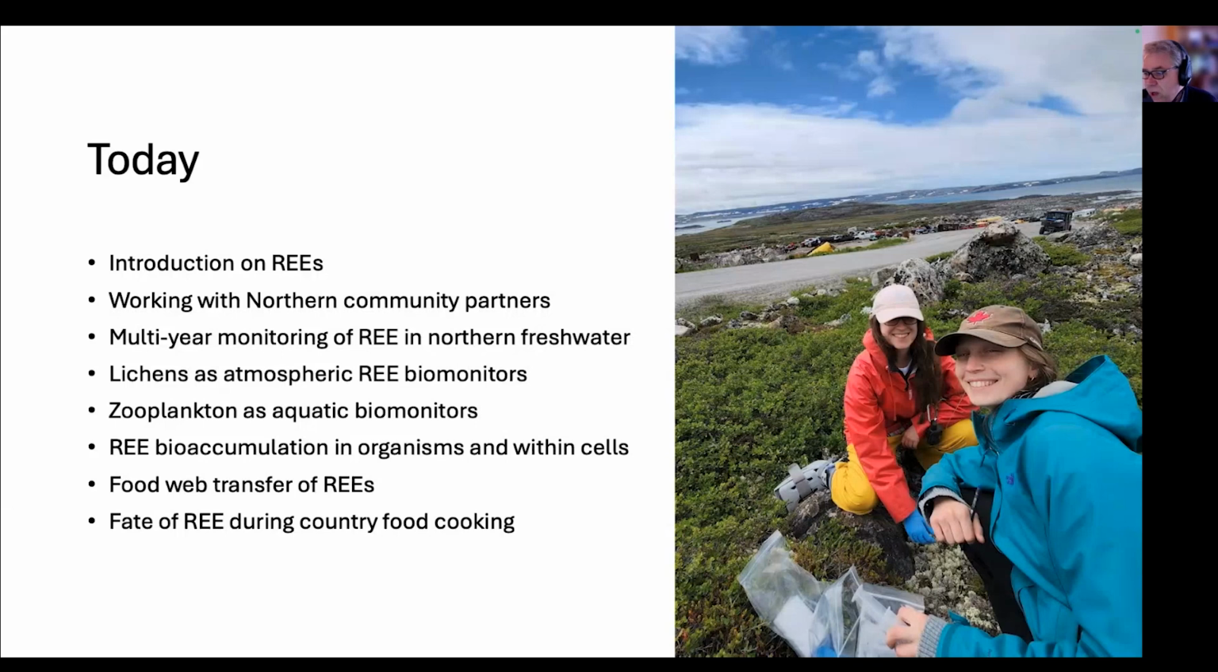And we'll look also at how REEs may be bioaccumulated in animals and within cells, and also how they partition within cells. This informs us on potential toxicological impacts, and also on trophic transfer of REEs. Then we'll move into food web transfer of REEs, and a bit of an extra topic at the end: what happens to REEs when you cook country food, because I also wanted to touch on the issue of country food in general.